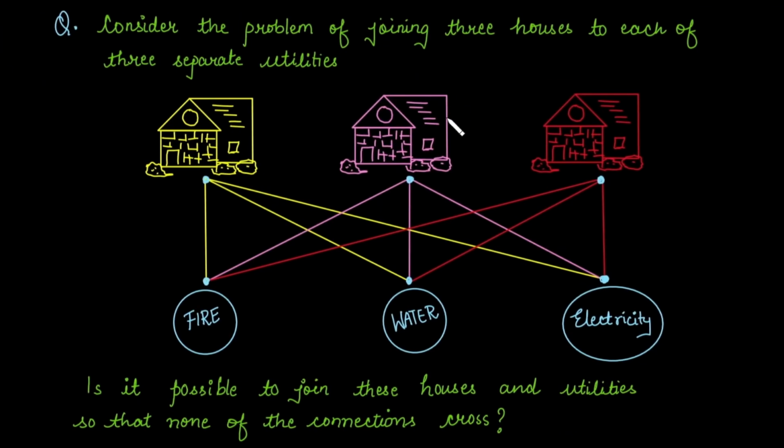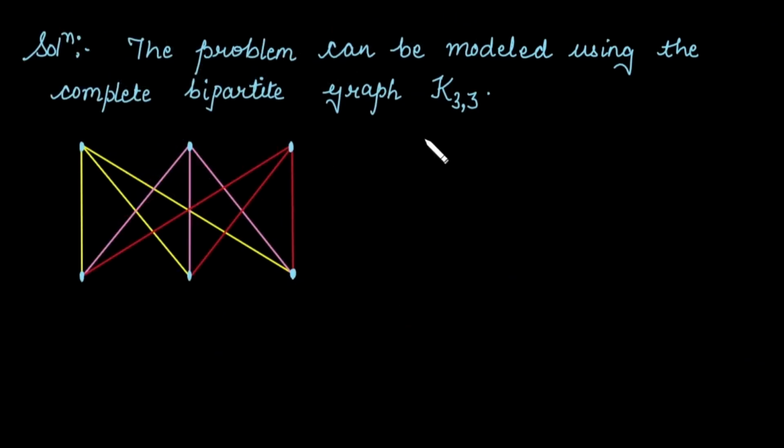So this is the application of the planar graph. In this case, we have considered 3 houses and there are 3 separate utilities. Now the question is, is it possible to join these houses and utilities so that none of the connections cross? Let's try to answer this one. First, we will model this problem into a graph. Once you do that, you will get a complete bipartite graph K3,3 where the top vertices represent the houses and the bottom vertices represent the utilities.